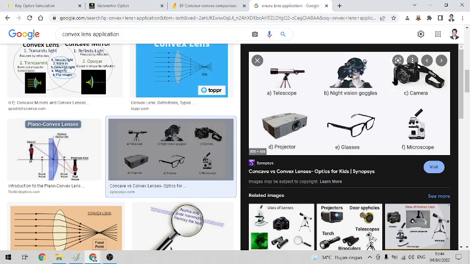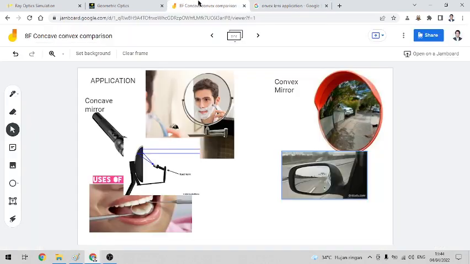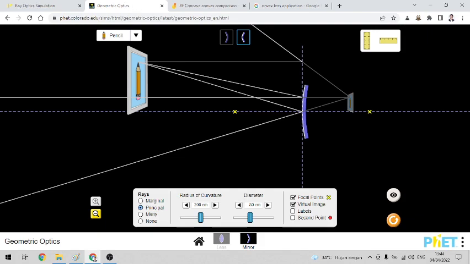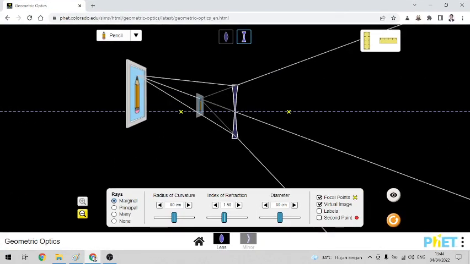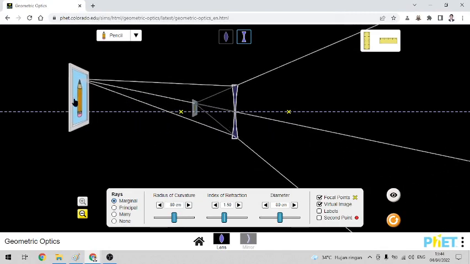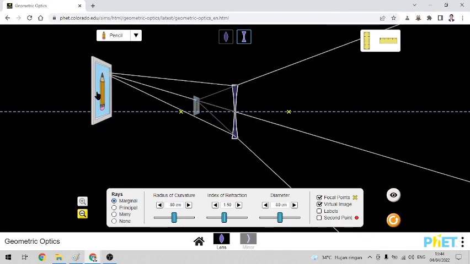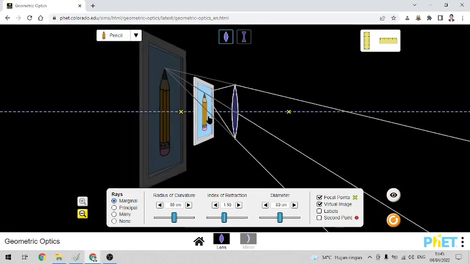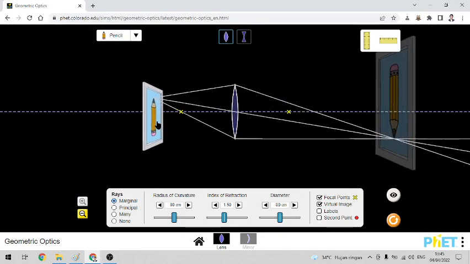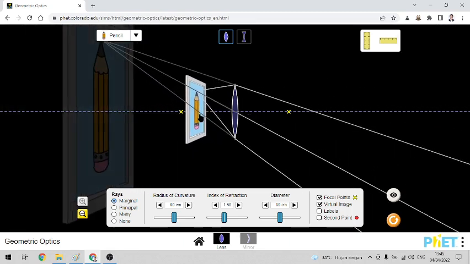For microscope and telescope, mostly they use the convex lens, because concave lens always produces a smaller image. So a telescope that produces a smaller image will be useless, right? A telescope should produce a bigger image. That's why we use this one. This can produce a bigger image.